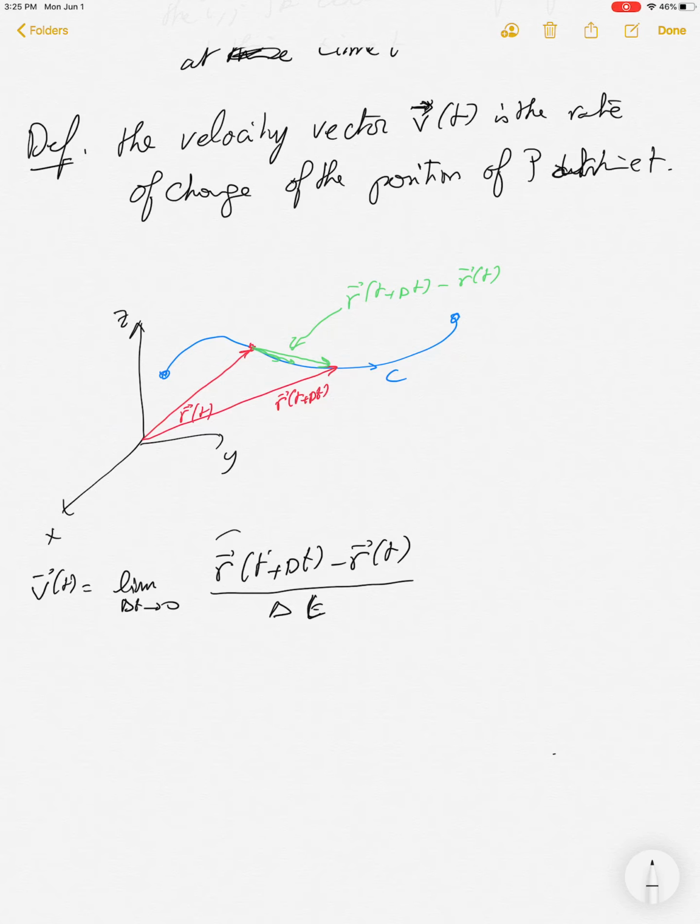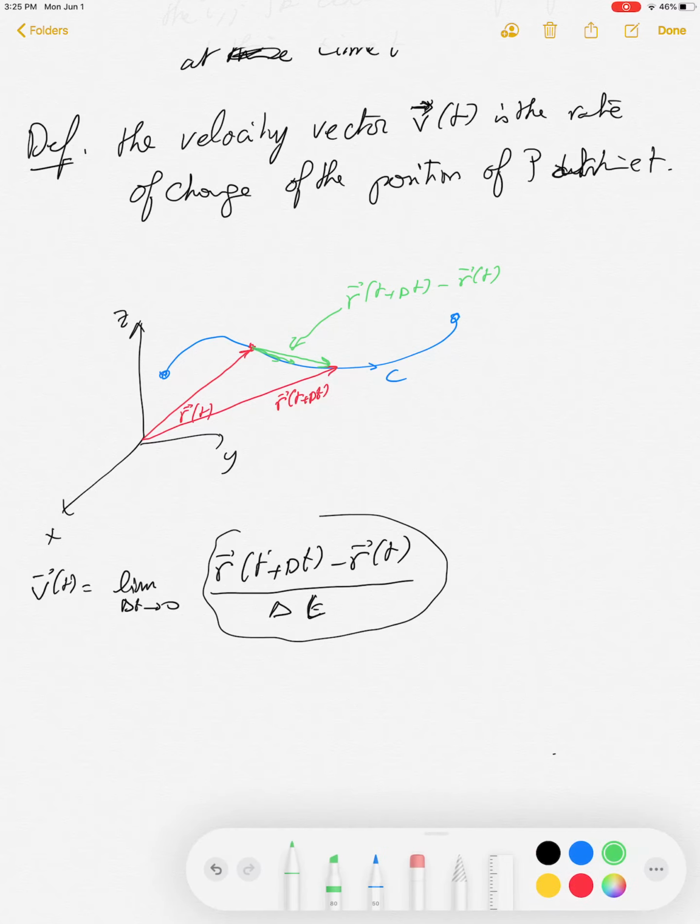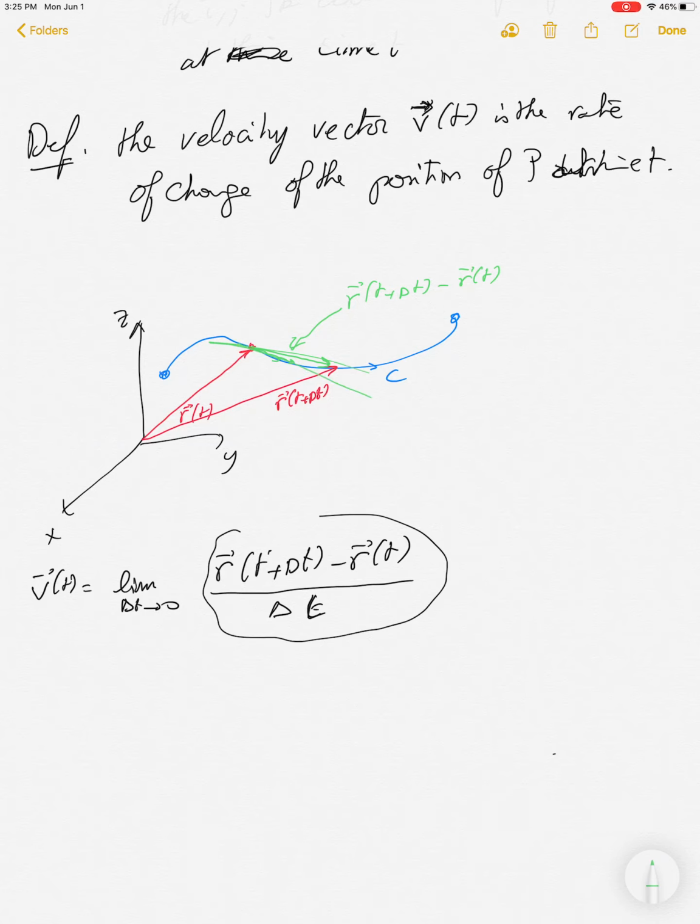But notice that this ratio is the slope of this green line. This is the slope of this line, and then the slope of this line, and then the slope of this line. So as delta t goes to 0, what happens to the secant line? It becomes tangent. So very important.